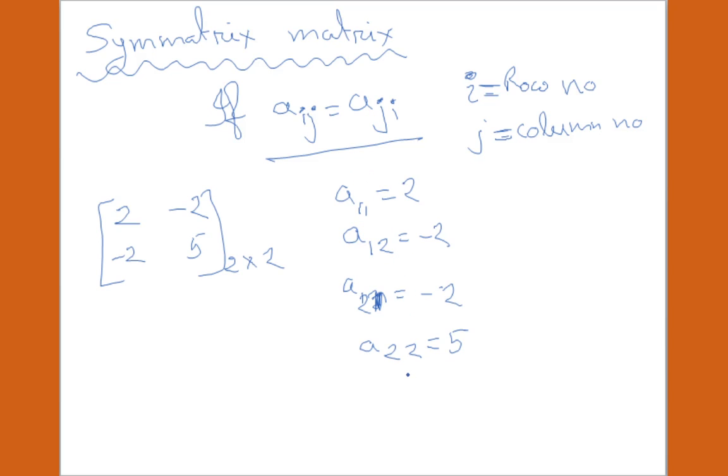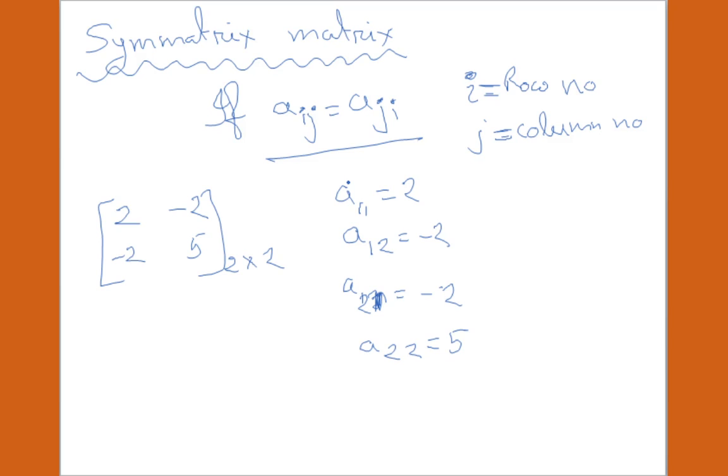The last element A22. Here there is no problem. A22 is 5. But here A12 is equal to A21. So this is a symmetric matrix. In a symmetric matrix, Aij is equal to Aji.